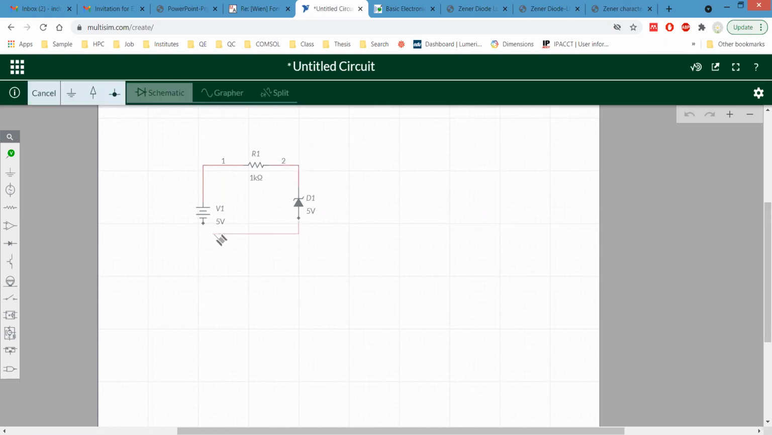Now this end, the P side, will be connected to the N side. As you can see, since we have considered this Zener diode, the corresponding Zener voltage is given. In this case we can change the voltage and observe the output voltage. Now we need two meters.